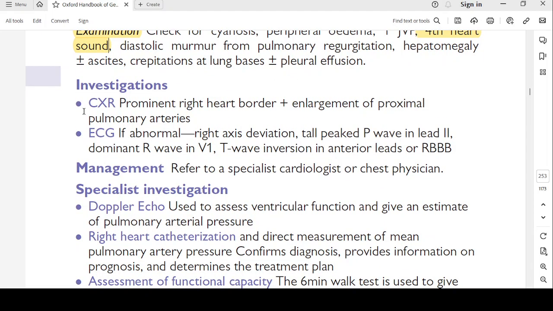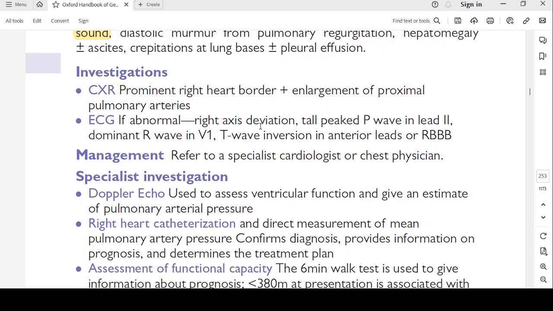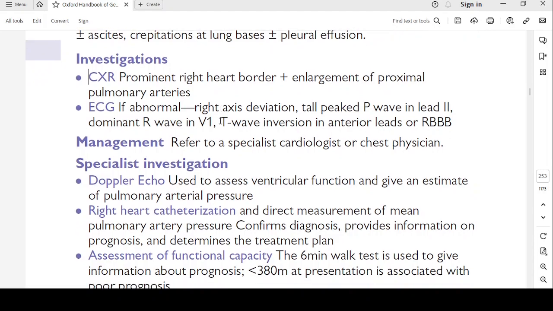Investigations. Chest X-ray: prominent right heart border, enlargement of proximal pulmonary arteries. ECG, if abnormal, there will be a right axis deviation. Because there is pulmonary hypertension, against that high pressure your right ventricle has to pump, so your right ventricle hypertrophies. So there is a right axis deviation. Tall peaked P wave in lead 2.